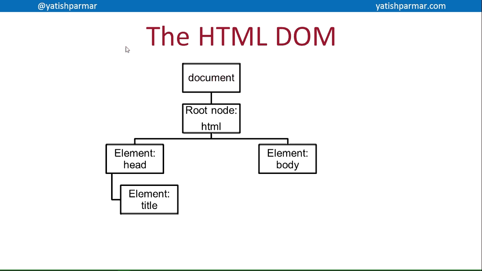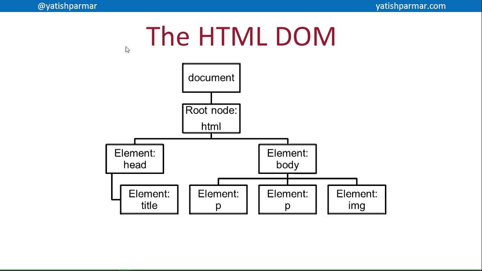The head branches into another node called the title. Your body may have several other elements within it. In this case, I'm saying that my HTML page has two paragraphs and an image as well. A paragraph may have text within it. Each of those objects, or elements, represented in the tree is called a node.